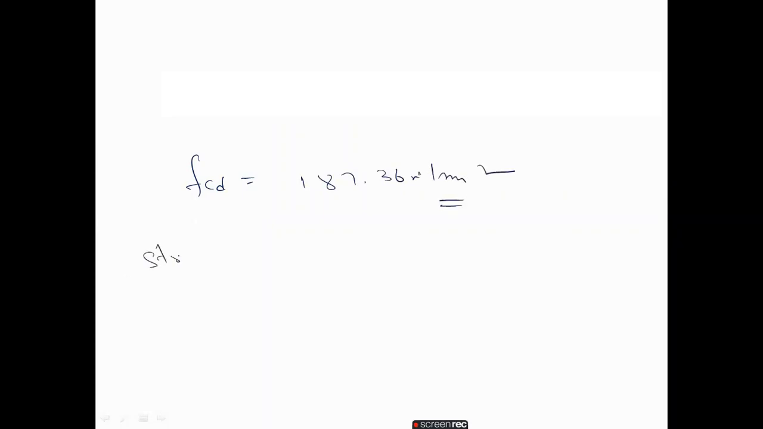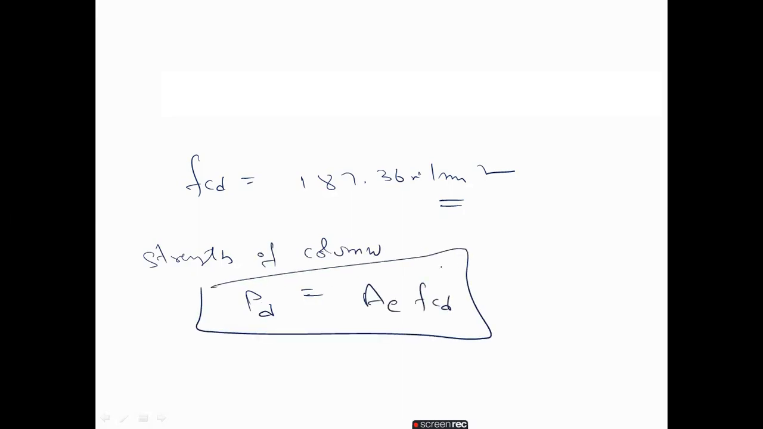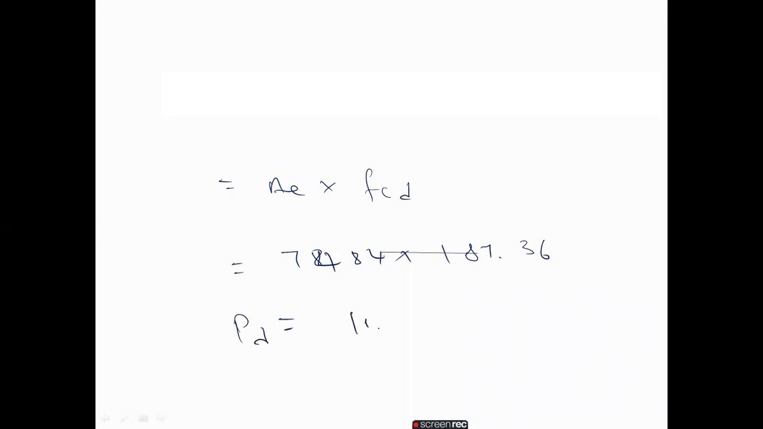Now calculate the strength of the column. The next step is the strength of the column, that is Pd equals Ae into fcd. Now we know Ae and fcd, so I will substitute here. Ae is the area we took for the ISHB section from the steel table. Ae is 7484 multiplied by fcd, which is 187.36. We will get the design strength of the column as 1402.237 kilonewtons.